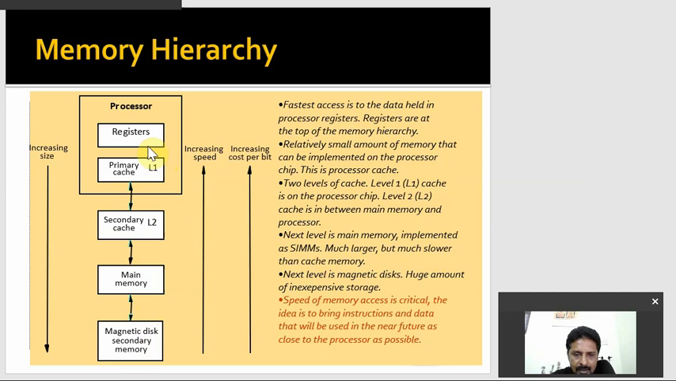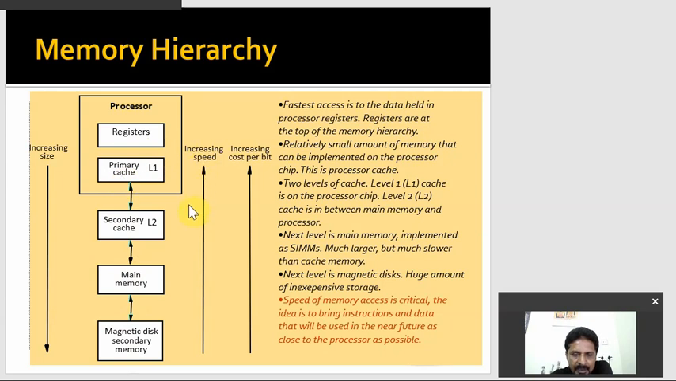The smallest one is the register. The next smallest one is the primary cache. The next smallest one is the L2 cache, the secondary cache. After that main memory, and the biggest one is the magnetic disk, that is secondary memory. So they have given the hierarchical levels this way. That means from register to secondary storage device, the size keeps increasing.